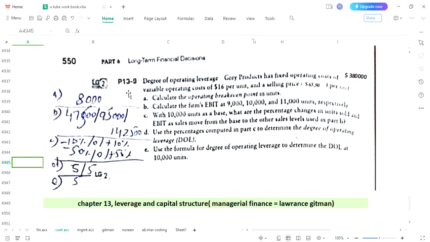Today's target is to solve question number 13.9. The chapter which we are related with is leverage and capital structure. It's chapter number 13. Right now we are associated with several concepts of break-even point. In 13.9, this current question will be dealing with a new concept of degree of operating leverage. Though we have taken an introduction of it, there is a formula which would help us to calculate operating leverage.